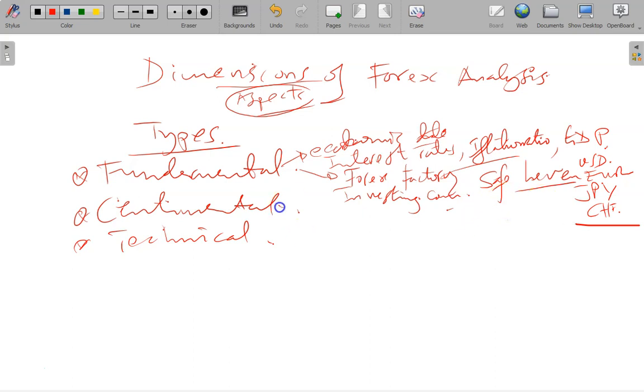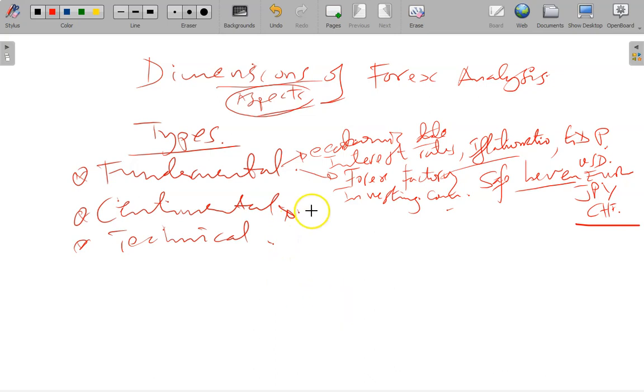Now let's go to sentimental. Sentimental, we are talking about sentiment, and the sentiment is all about traders' commitment. Which direction are traders committed? Are they committed in a buy or are they committed in a sell? So you must always have awareness about other people, what they are doing.